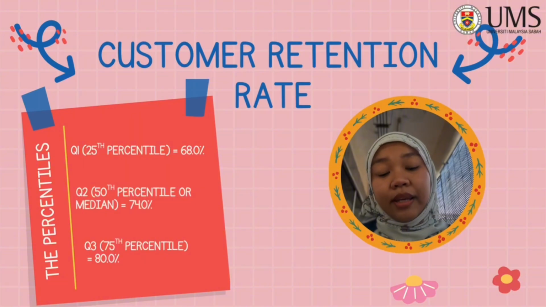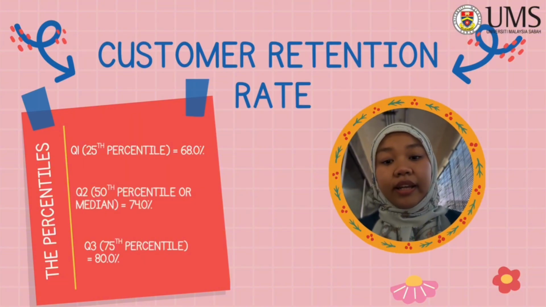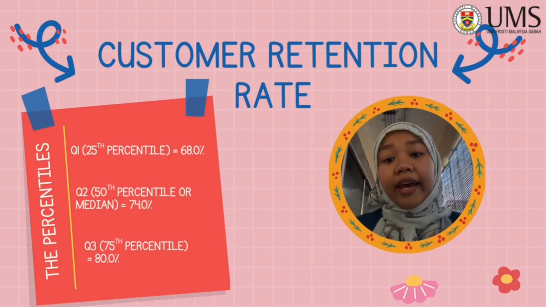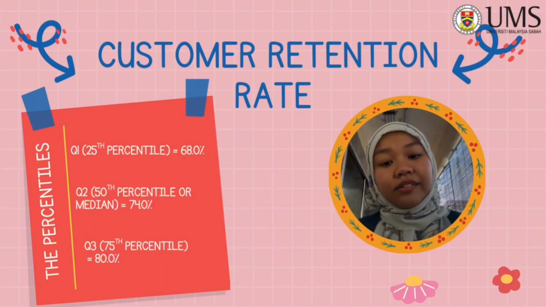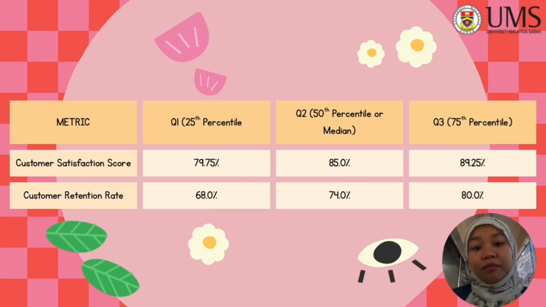As for the second key metric, which is customer retention rate, the Q1 is 68%, the median is 74%, and the Q3 is 80%. So this indicates there is a slight lag, but it still reflects a generally strong retention performance from all the businesses. In summary, these results suggest that most businesses are performing at a competitive level across both satisfaction and retention, with customer satisfaction showing a tighter and higher distribution.